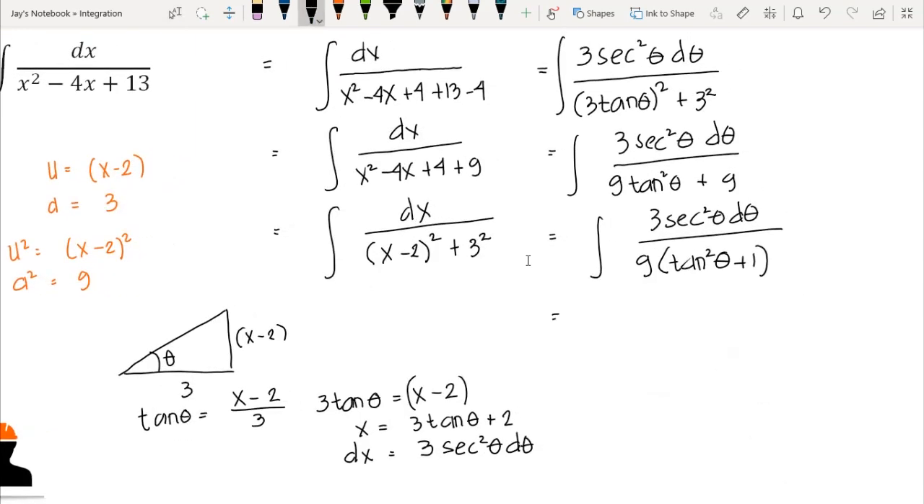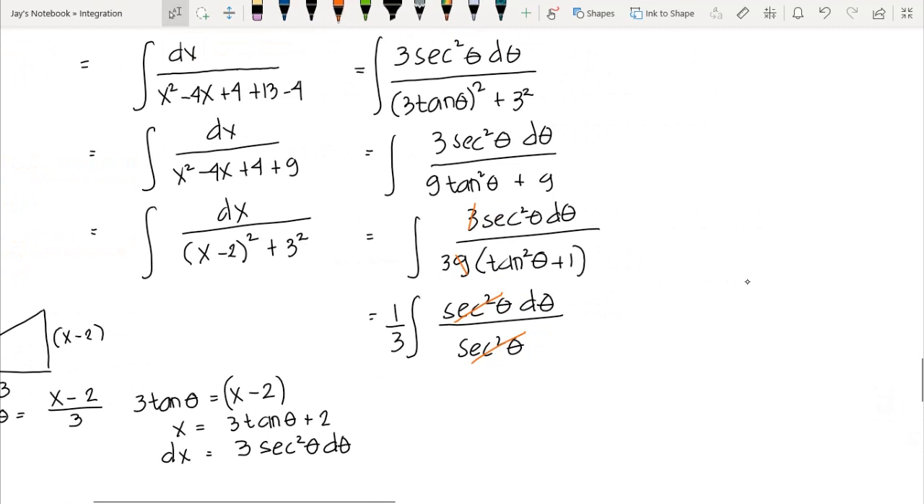Correct? So take note, 3 over 9, that is 1/3. 3 divided by 9 is 1/3, so we can take 1/3 out. Cancel 3, and the remaining would be 3. So we have 1/3. And then we have secant squared theta d theta over, now we have tangent squared theta plus 1, that is equal to secant squared theta. And then again, we can cancel out secant squared theta. Then the remaining would be 1/3 the integration of d theta.